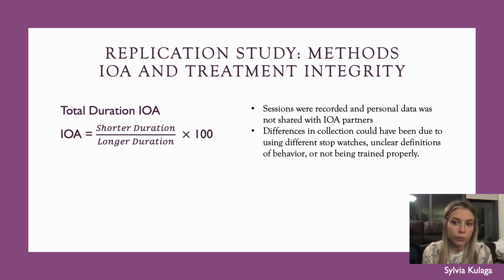The equation for total duration IOA was used, which is found by taking the shorter duration divided by the longer duration and multiplied by 100. Because each session was recorded and the participants did not share their personal data with their IOA partners, treatment integrity remained in check. Most of the individuals in the study had a high IOA.